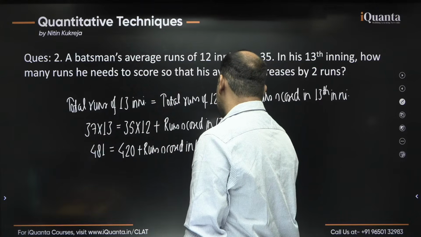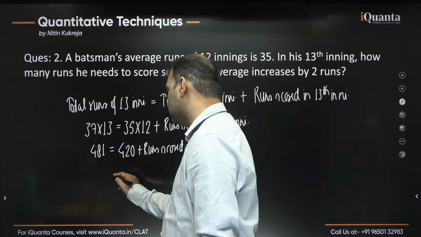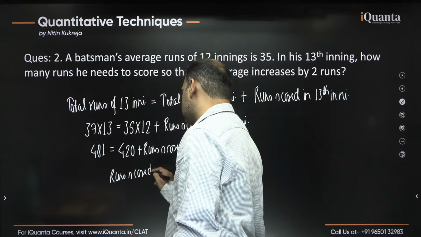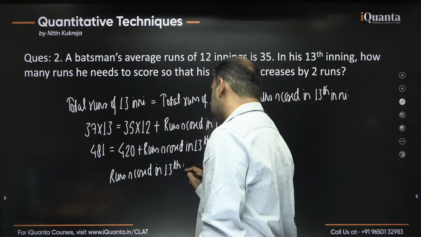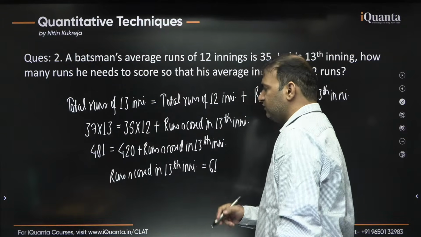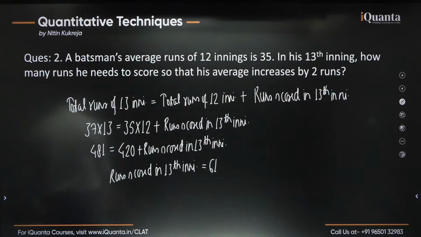So this is how we can find out the runs scored in the 13th inning for him, right? That should be how much? I guess that should be 481 minus 420, all right? And 481 minus 420 is how much? It's simple, it has to be 61, okay? 481 minus 420 is 61, that's it. Right, guys? Hope this is clear to all. Everybody, I'm sure this is clear to all of you.